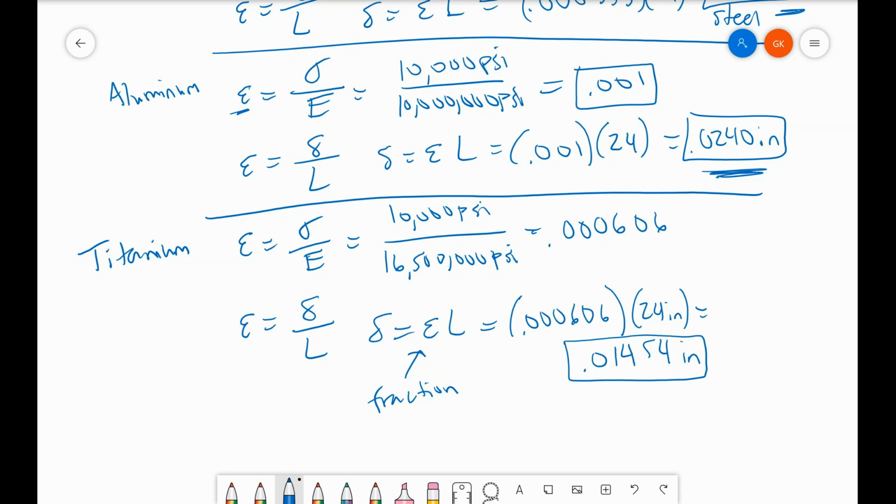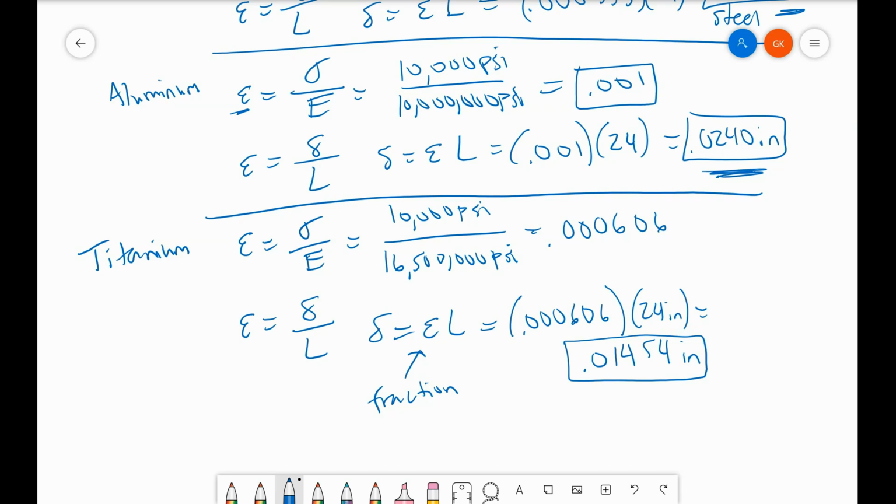Kind of close to about half or double as much as the steel elongated, and about 3/4 of what aluminum elongated. Now the big thing for titanium though is that its proportional limit was 125,000 psi, where the other two was 34,000 psi. So it can stretch elastically without plastic deformation for a lot longer.